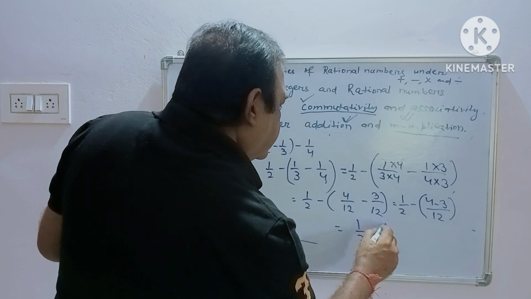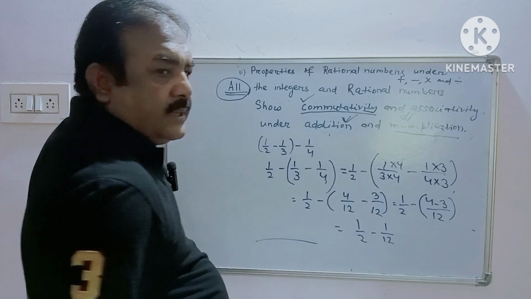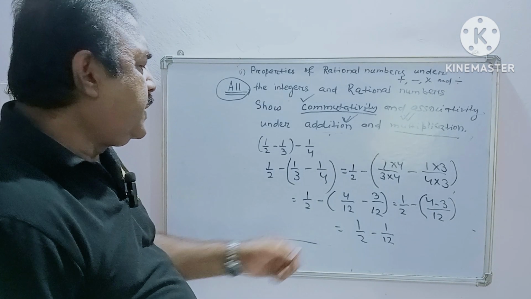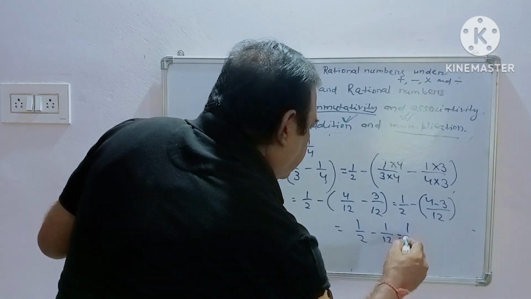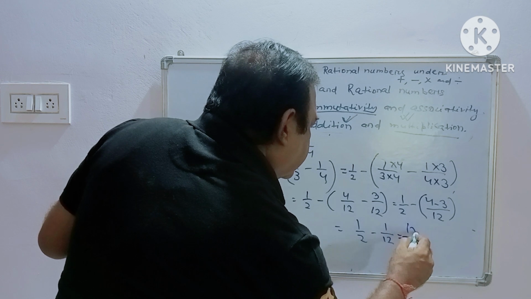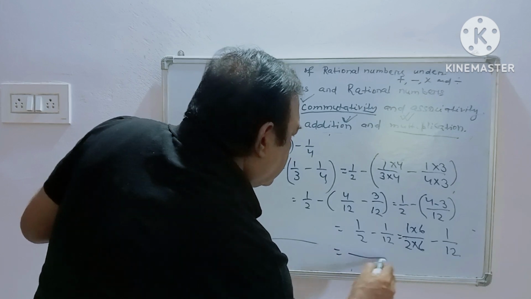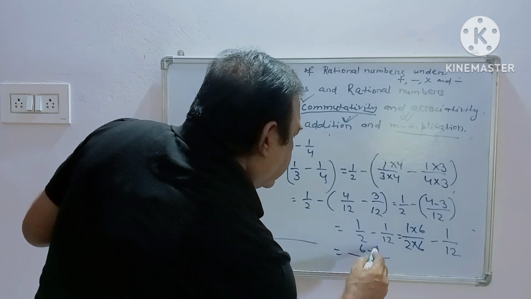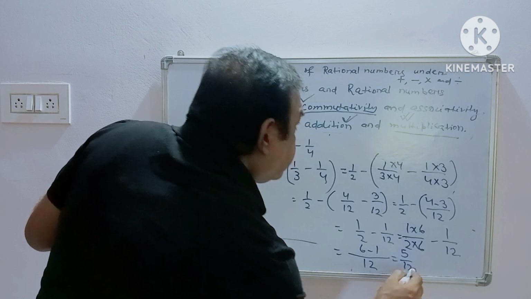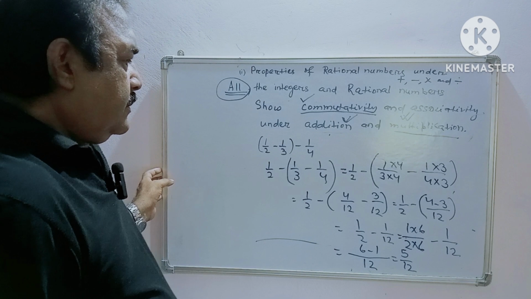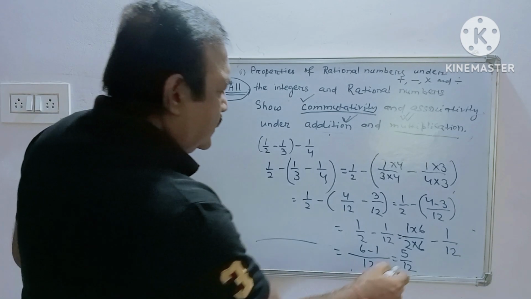So LCM of 2 and 12 is 12, because 12 is the multiple of 2. So that is equal to 1 upon 2 into 6. Here already 12 is here. So take the common denominator 12, that is 6 minus 1, that is equal to 5 upon 12. Yes or no? So you see, the value in both the cases are not same.